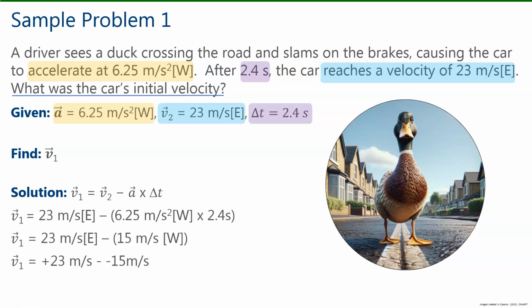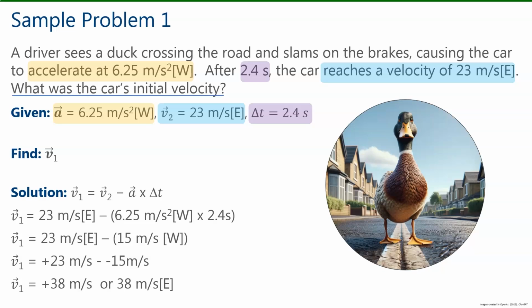If you think back to junior high math, when you subtract integers, you're going to add the opposite. So we have 23 plus 15 gives us positive 38 meters per second, or in other words, positive equates to east in this case, so 38 meters per second east.